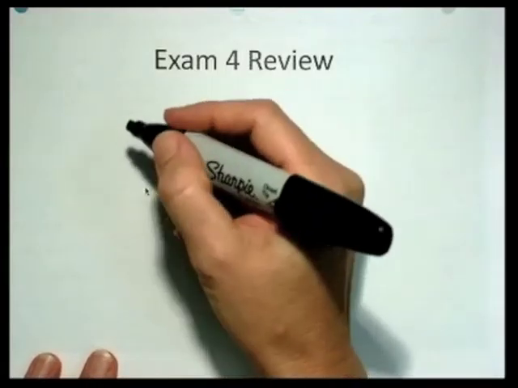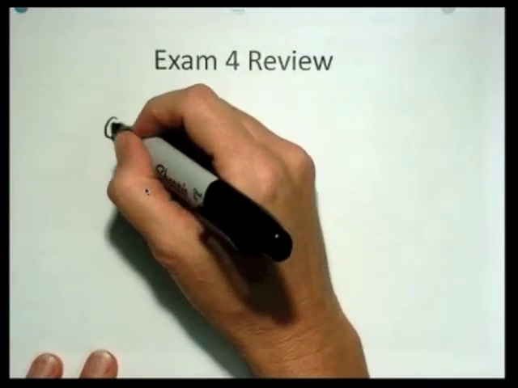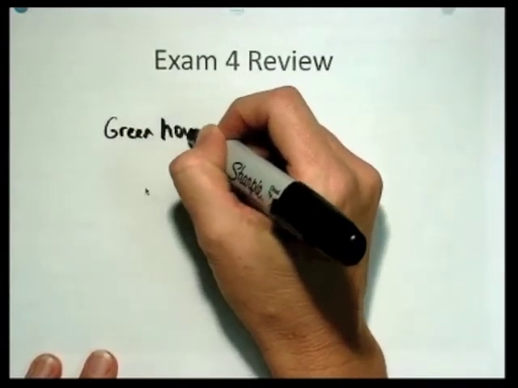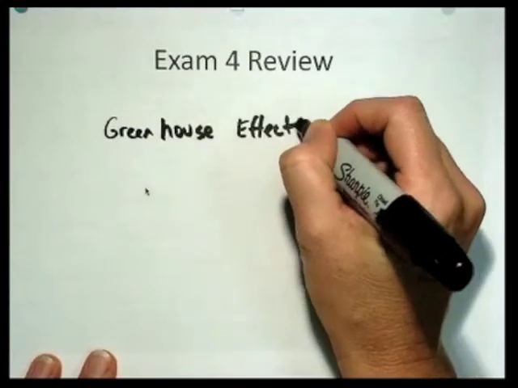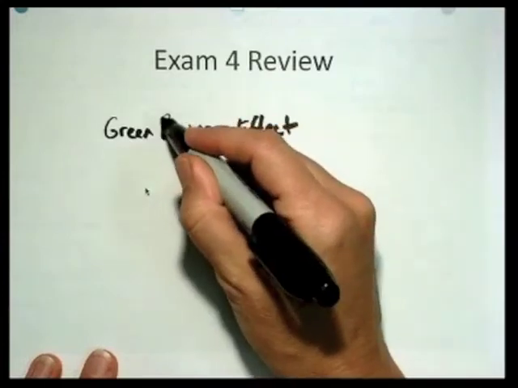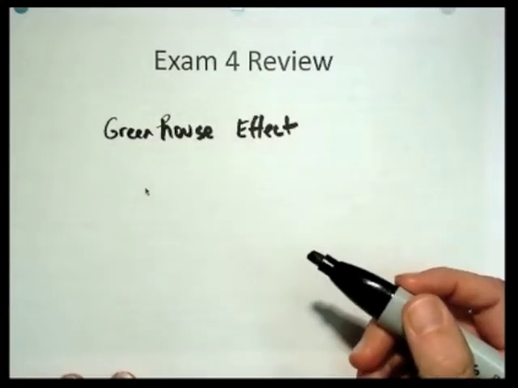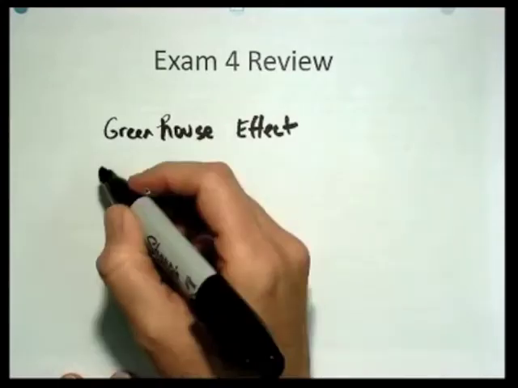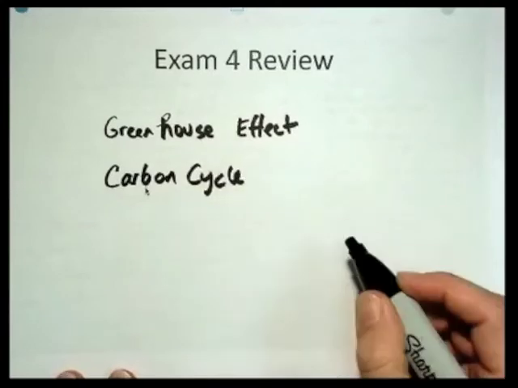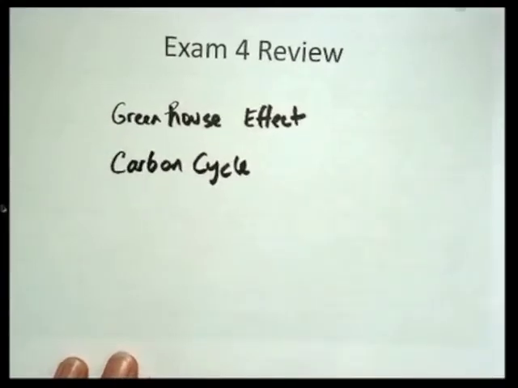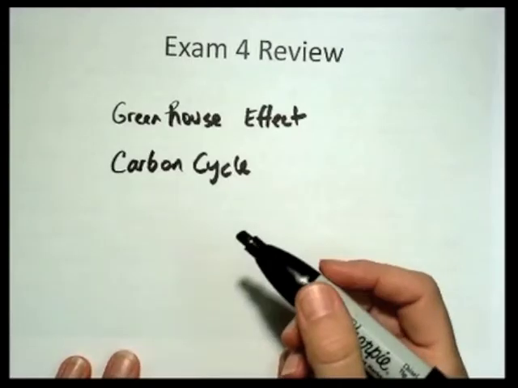So first of all, you need to know what the greenhouse effect is. You need to know how it works, how the heat is trapped in the atmosphere, and all that kind of stuff. And to that point, you should be familiar with the carbon cycle. The fact that it's carbon cycling from living to non-living: carbon dioxide in the atmosphere, fixed carbon in living things and non-living things, in the oceans, in the soils, and in plants and animals.